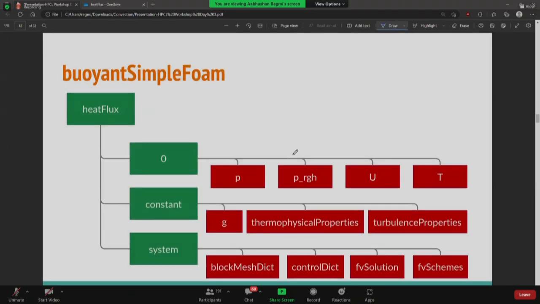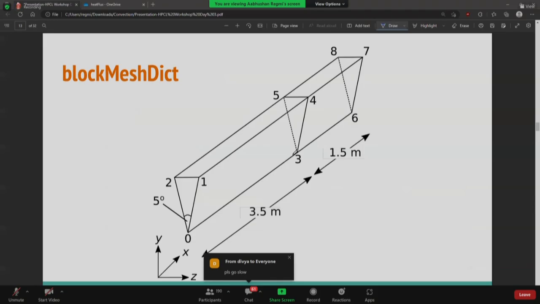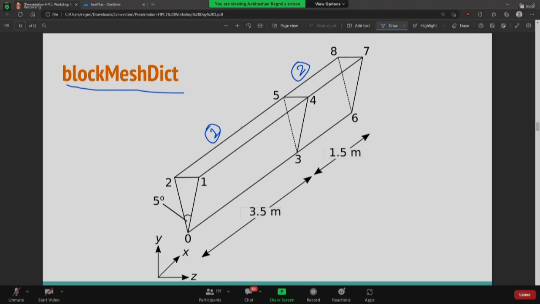So again, this is the buoyantSimpleFoam file structure. So let's discuss some of the important parts of this file structure. This is the blockMesh that we are using to build. So this is how our blockMesh is, and we are using two blocks here. So this is our first block, and this is our second block. And for 3.5 meter length, we have one block, and after 1.5 meter, we have the other block.